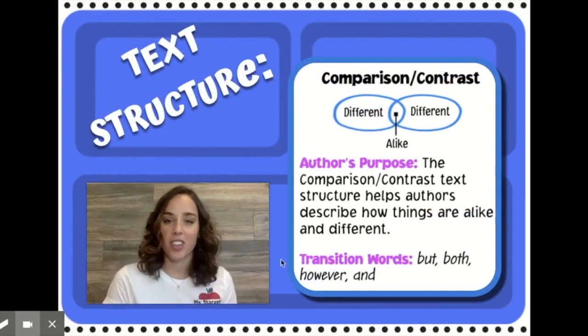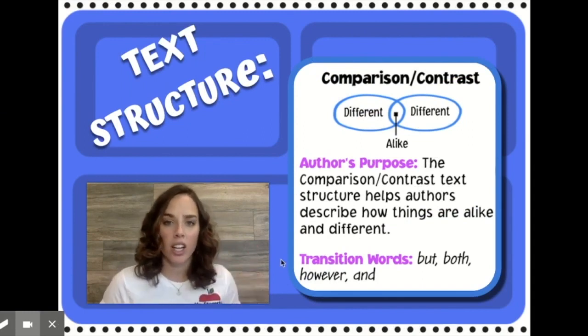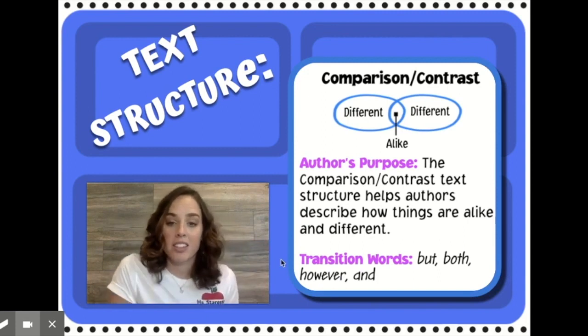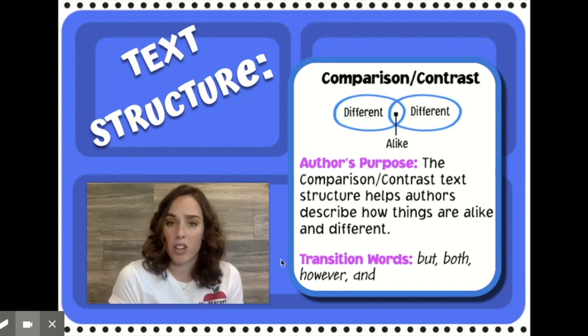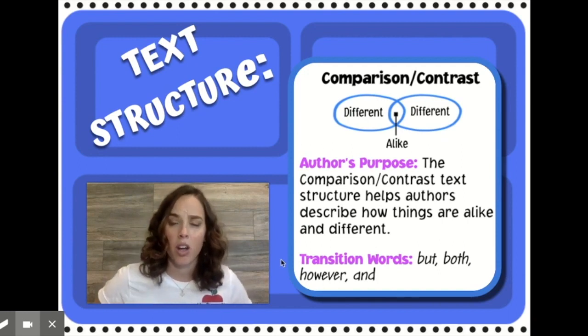Text structure. The first one we'll talk about is comparison and contrast. What's different and alike about some items in a text? The author's purpose for this one is that it helps describe how things are alike and different. I feel like we've had a lot of practice with this one with our story Dear Primo about 2 cousins and what was similar and different. What are some other transition words that might give hints? Well, let's see if we find any other ones in this skit.